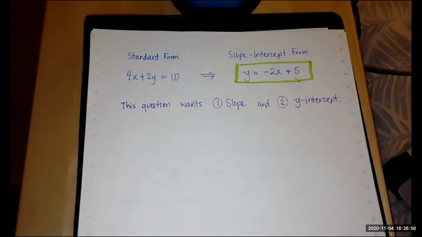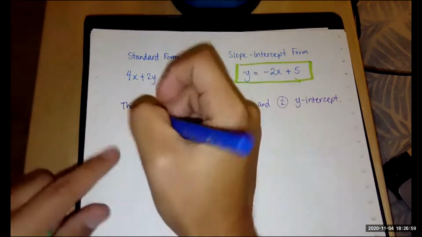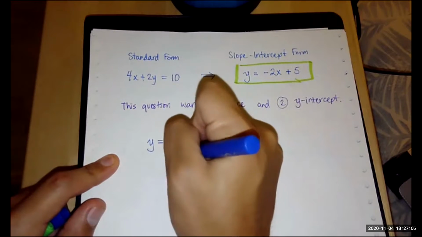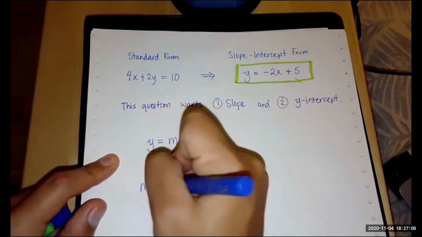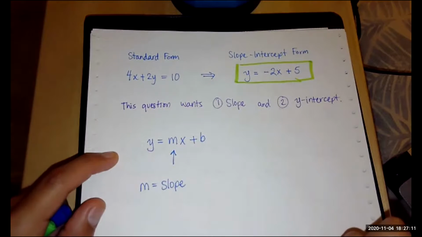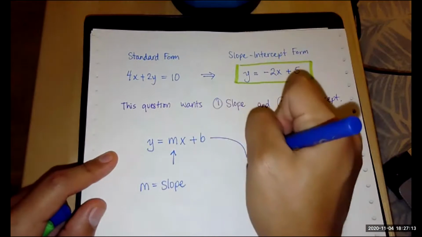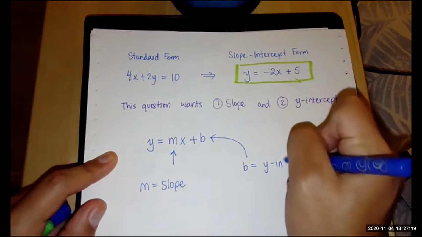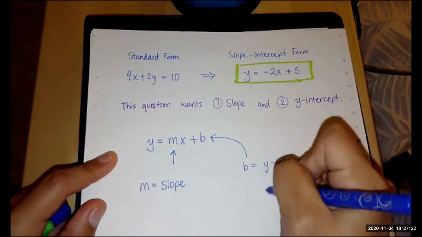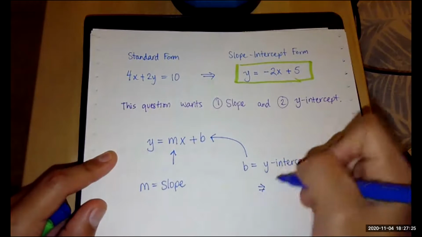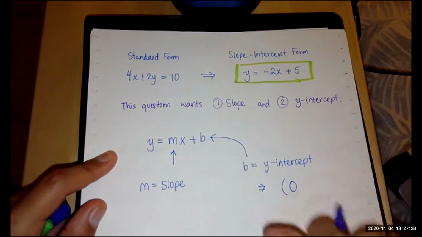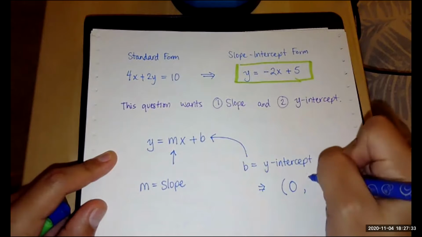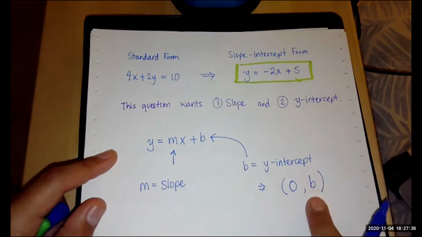Because the nice thing about slope-intercept form is that when we have y equals mx plus b, the number representing m is the slope of the line. And the number representing b, so b is the y-intercept. And remember, the y-intercept has 0 for an x value, and whatever this number is, that is going to be the y value, which is why we call it the y-intercept.